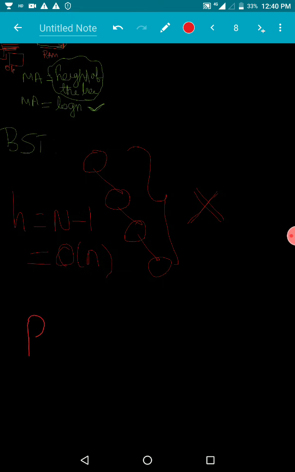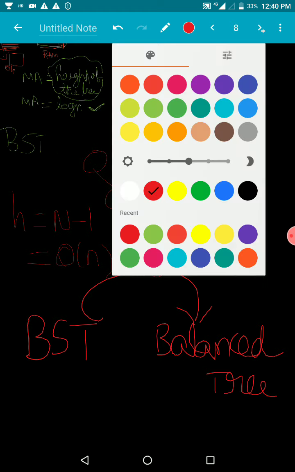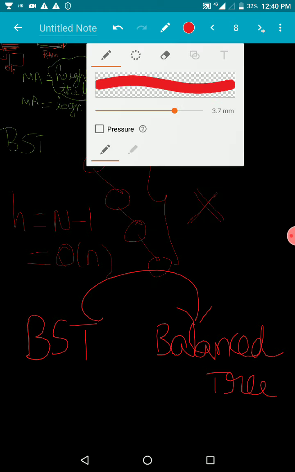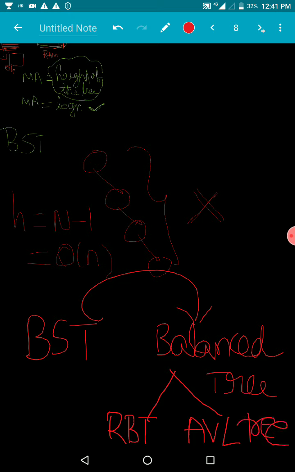Therefore, we convert the binary search tree into a balanced tree. What is meant by a balanced tree? A balanced tree is a form of binary search tree with an extra condition which makes sure that the height of the balanced tree is always order of log n in any case. The most famous balanced search trees are the red-black tree and the AVL tree.